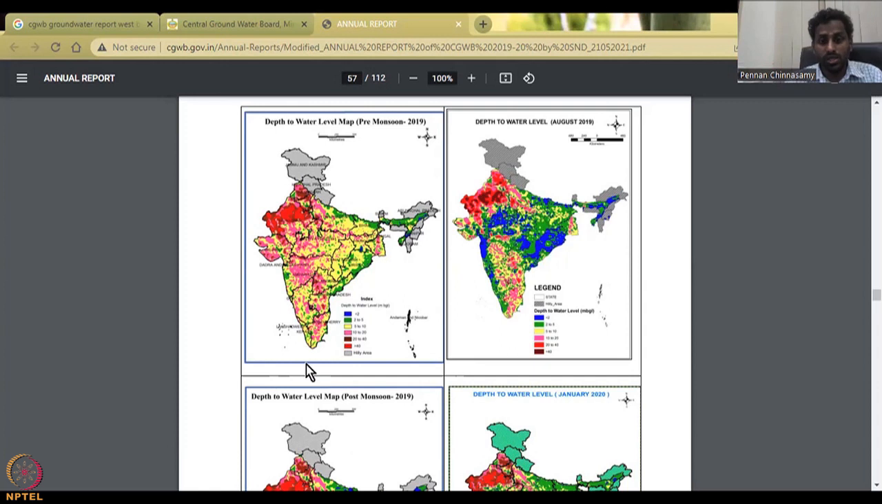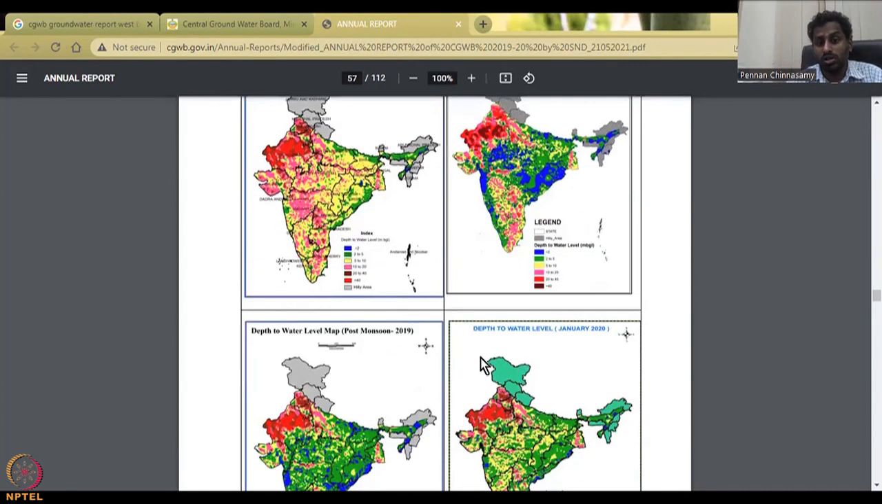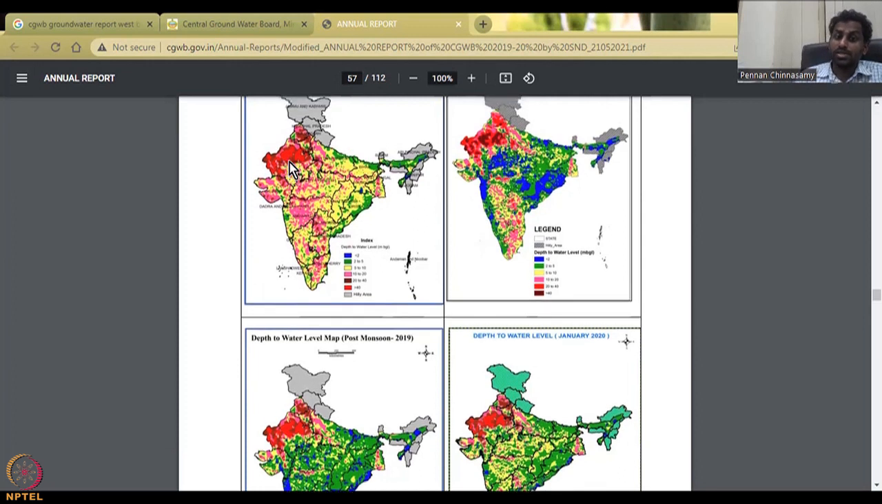So here you see, where would you see the least water? You see the least water in the pre-monsoon season. If you look closely, you could see all of them are red or yellow, which means the depth from the top to the water level is at least 5 to 10. Yellow is 5 to 10 meters and red is greater than 40 meters. So this is the pre-monsoon.